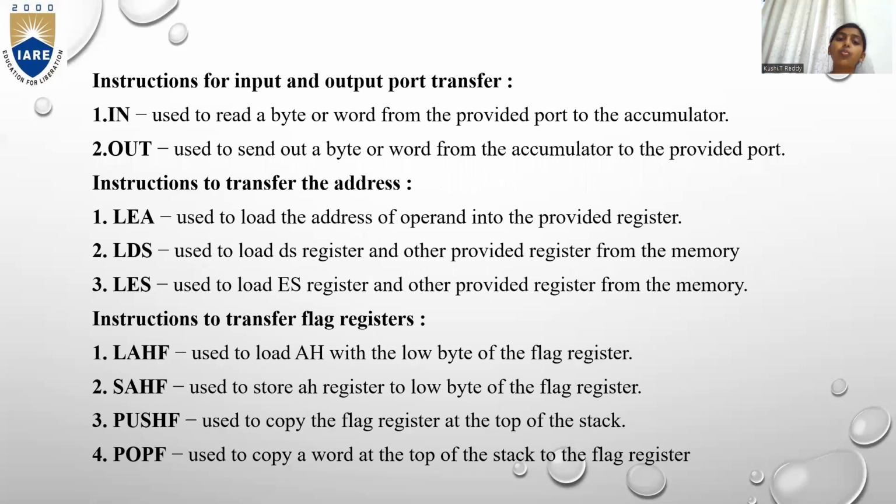Instructions for input and output port transfer. IN is used to read a byte or a word from the provided port to the accumulator. OUT is used to send out a byte or a word from the accumulator to the provided port. Instructions to transfer the address. LEA is used to load the address of the operand into the provided register. LDS is used to load the DS register and other provided registers from the memory. LES is used to load the ES register and other provided registers from the memory. So here E is nothing but carry byte or carry bit, anything is okay.